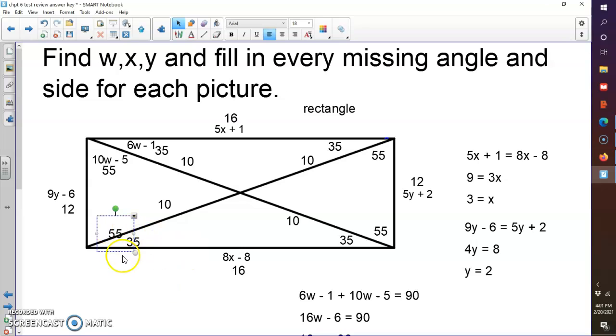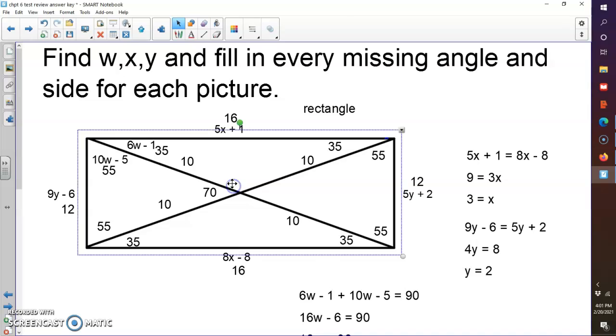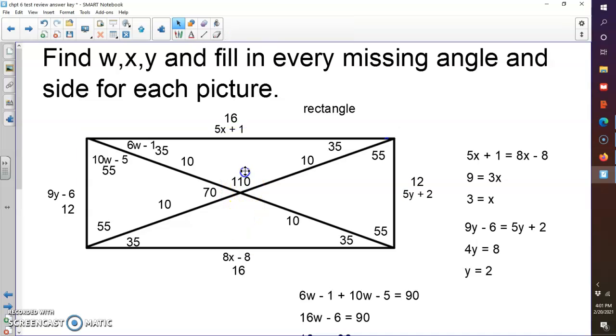This is 55. In the middle angles, well, triangles add up to 180. 55 and 55 is 110. This is 70. So therefore, this is 110 as a linear pair. Vertical angle is 70. Vertical angle is 110. And those are all the angles and sides of my rectangle.